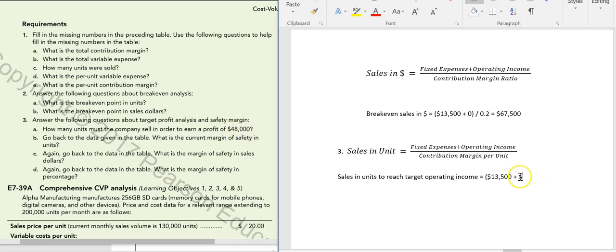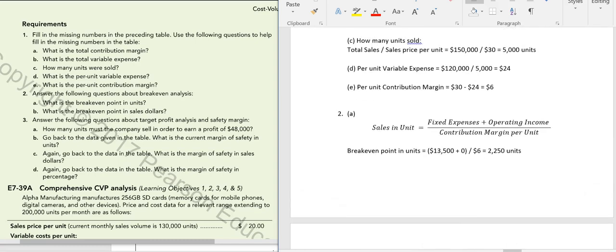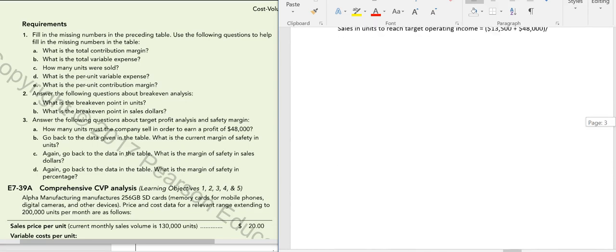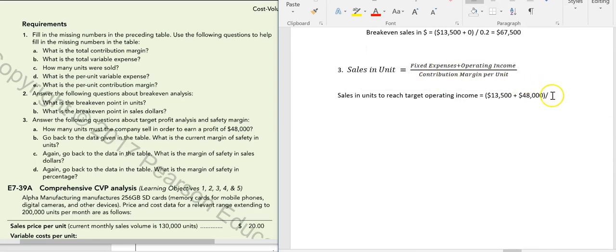So I'm going to add $48,000. Now we will divide it by our contribution margin per unit. Can you remember what was the contribution margin per unit? Yes, it's $6, right? That's what we used earlier. So I can show it to you. Yes, it's $6. We did it here. Contribution margin per unit was $6. Since the question is asking about the number of units to reach the target profit, we will use contribution margin per unit as our denominator.